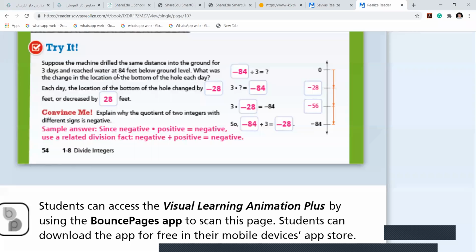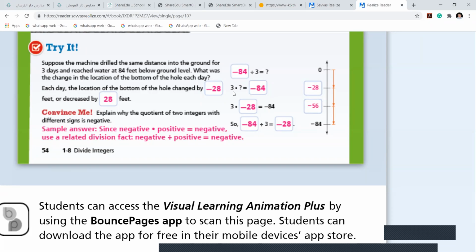Now, suppose the machine drilled the same distance into the ground for 3 days and reached water at 84 feet. For 3 days continuously, they are drilling and they reach 84 below ground level. When I say below ground level, you will write -84. Now, what was the change in the location of the bottom of the hole each day? When they ask you each day, you need to divide by 3. When you divide 84 and 3, one is negative and the other is positive. Both are opposite sign, the answer will be minus. Both are same sign, the answer will be plus.